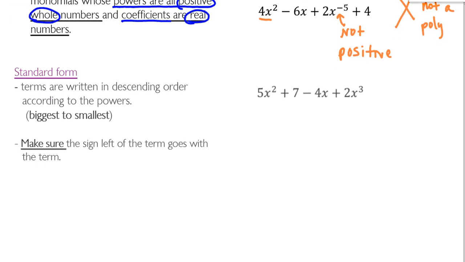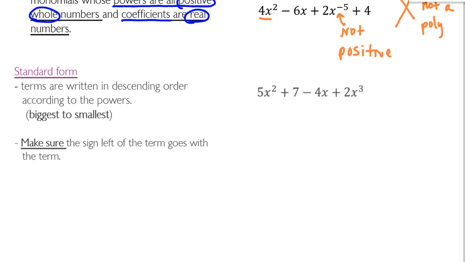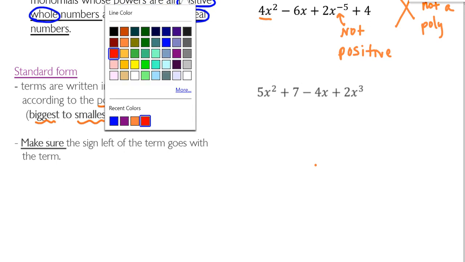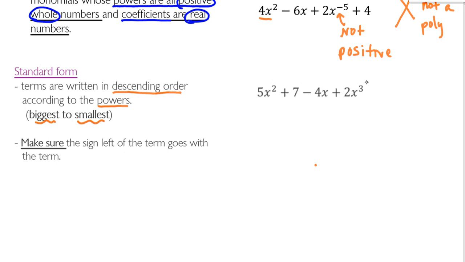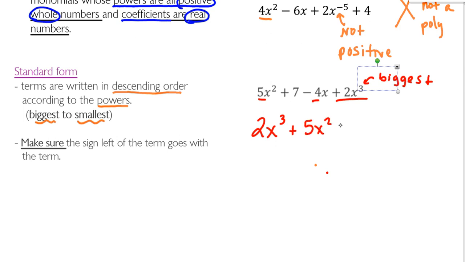Now, standard form for polynomials is when they're written in descending order according to the powers. That means you start with the biggest and go to the smallest. For example, the biggest power here is this 3, so that whole term is going to go first: 2x to the third. And then next is the positive 5x squared, and then minus 4x. The sign always goes with it. Make sure the sign to the left goes with it.